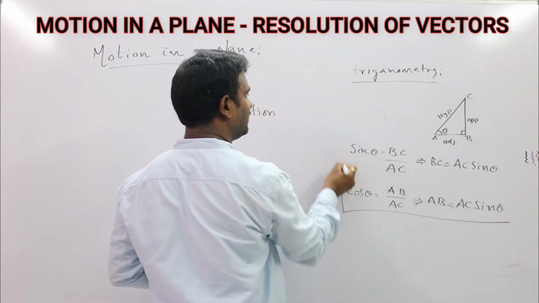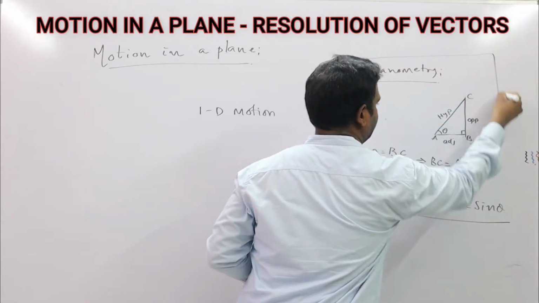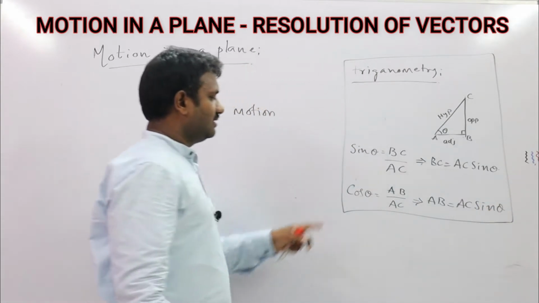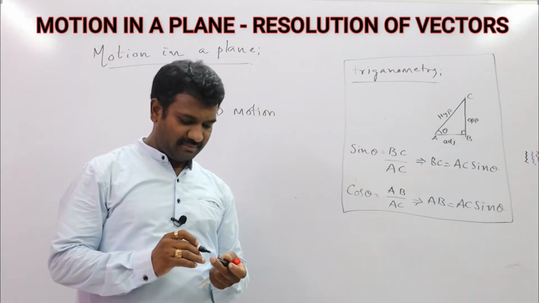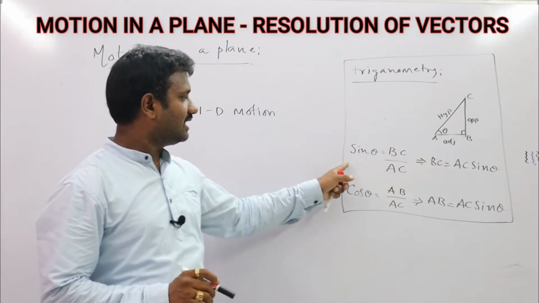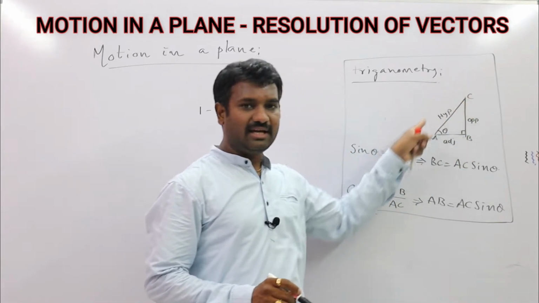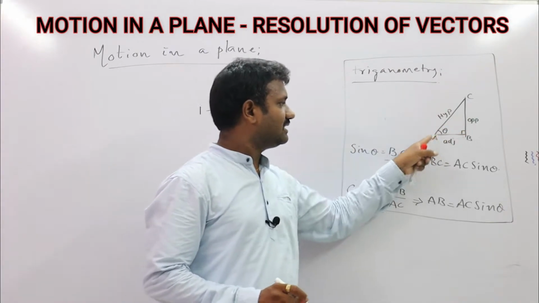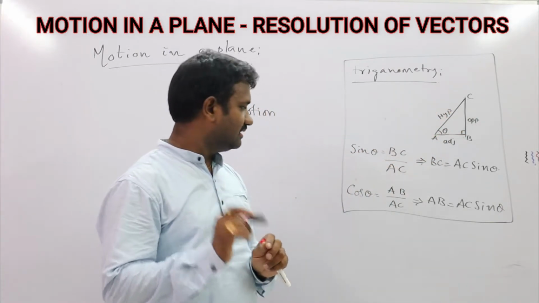The derivation and clear explanation will be given by our mathematics teacher. But for the time being, I am giving this formula. Just remember them. Sine theta equals opposite side by hypotenuse. Cos theta means adjacent side by hypotenuse. Remember this.